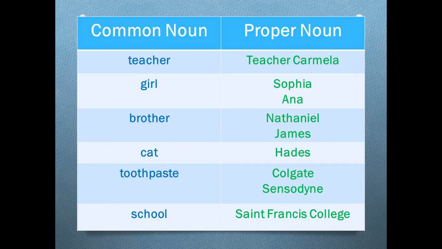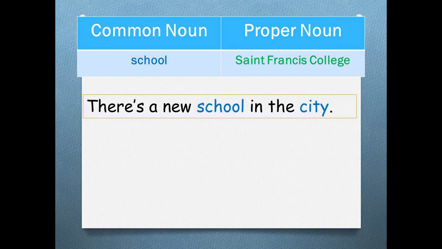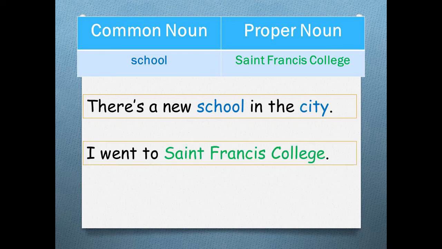Another common noun is school. One example of a proper noun of school is St. Francis College. It's a specific name of a school. There's a new school in the city. There are two common nouns in this sentence. The words school and city. They both refer to a place. I went to St. Francis College. The name St. Francis College is a proper noun. It's a specific name of a school.